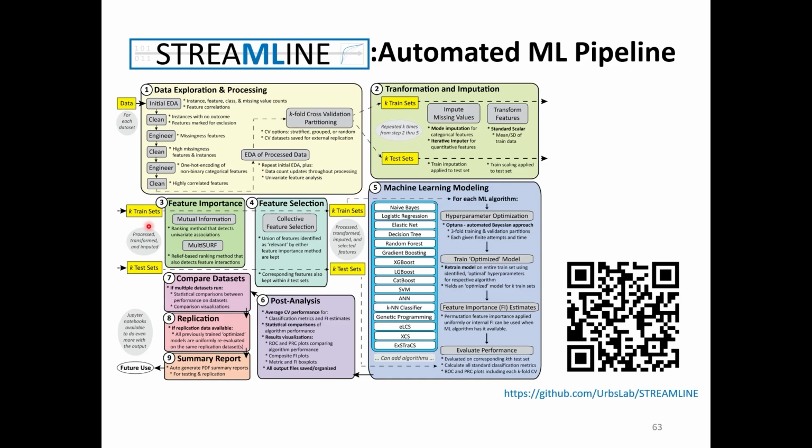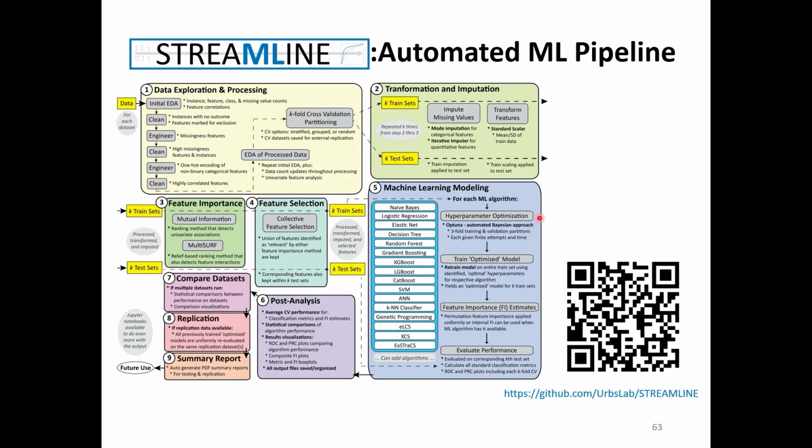Next, we apply two feature importance algorithms, one that's great at detecting univariate effects and another that's great at detecting interactions. Using both of these algorithms, we apply feature selection, removing features that are very unlikely to be predictive of outcome. Next, STREAMLINE moves on to machine learning modeling itself, and the user can apply all or any number of these 15 algorithms included in STREAMLINE, all of which are scikit-learn compatible.